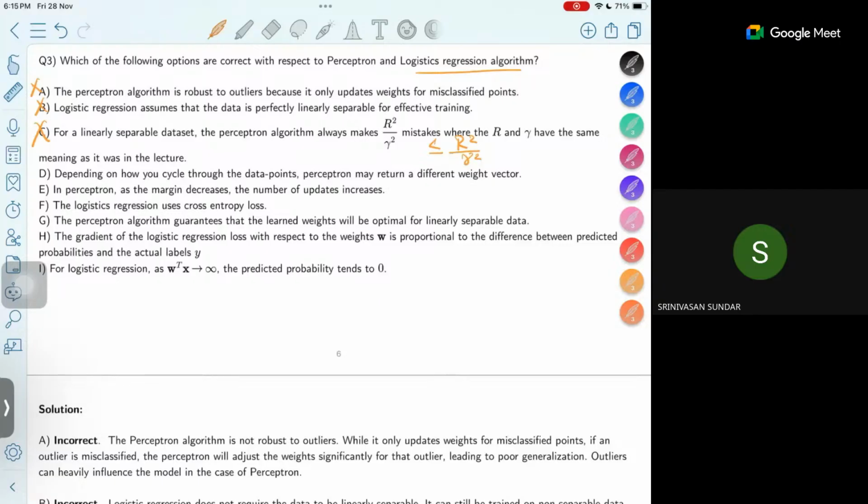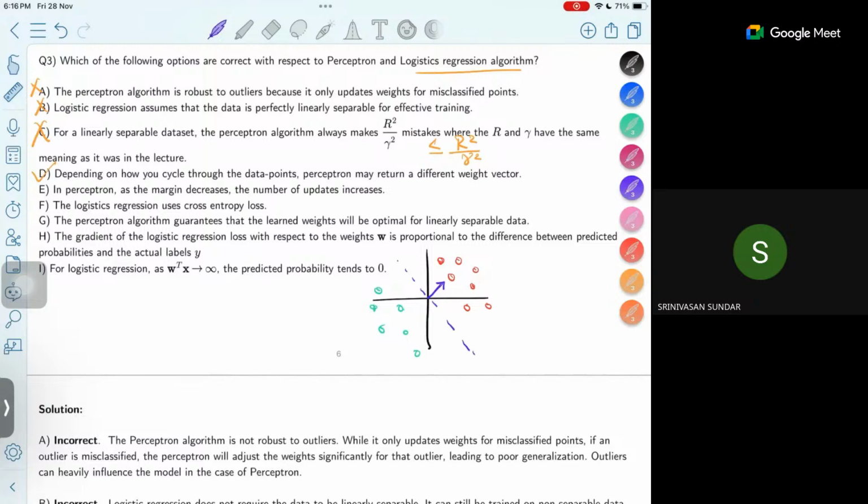Depending on how you cycle through the data points, perceptron may return a different weight vector. That is true. One thing about perceptron that you need to keep in mind is that it is only trying to find a feasible W. I actually discussed this yesterday also in the TA session, but in case you were not there, let us say that there are some data points like this. These are the positive data points, and these are the negative data points. It is not that there is only one W. Of course, it seems like this should be the best possible W, that separates these data points, in which case this will be the decision boundary.